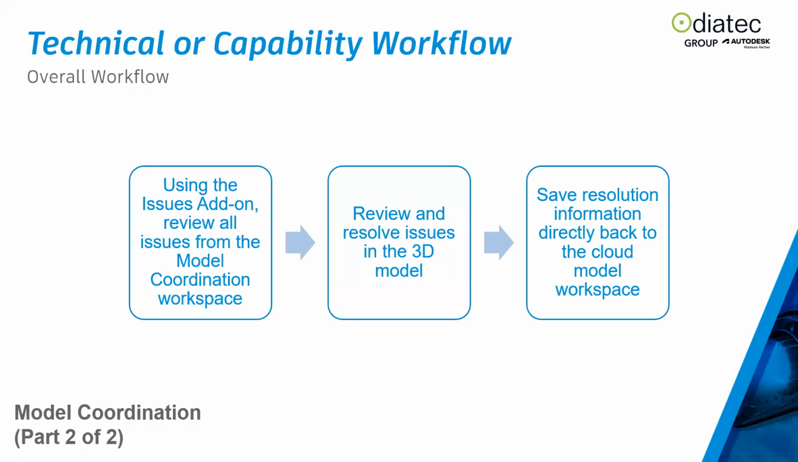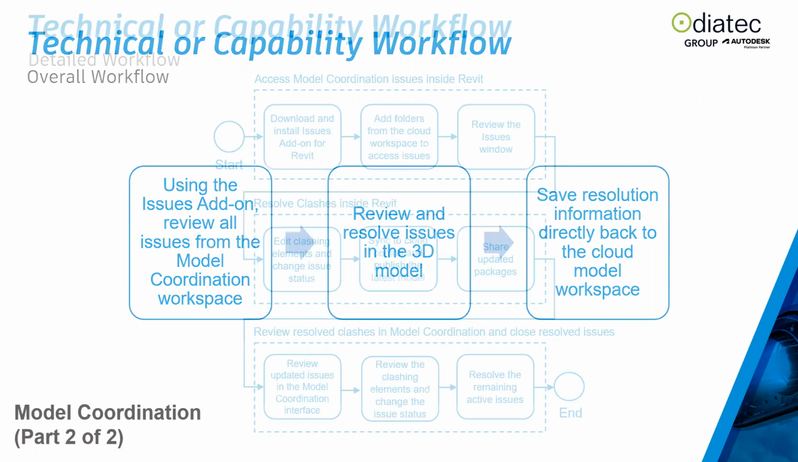So the overall workflow that we're going to look at is the issues add-in, reviewing all those issues from the model coordination space. We did cover this the last day, so I'll just briefly show you where it fits in. We're going to review and resolve issues in the 3D model. So again, we'll look at reviewing the issues inside Revit, and then we're going to save resolution information directly back to the cloud model workspace. So we're going to push back up a model that has a clash resolved on it. We're going to see how that impacts inside our ACC environment.